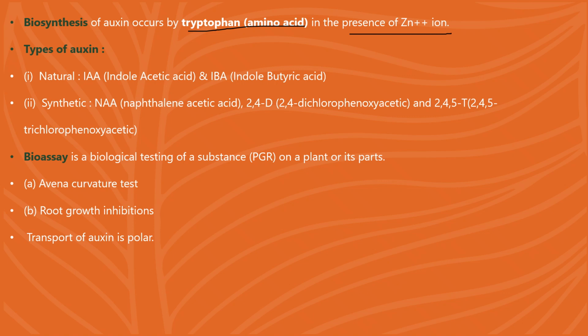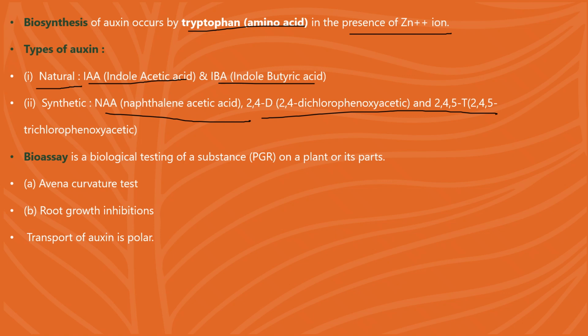There are two types of auxin present around us. First one is natural, which is naturally synthesized in the plant. It is of two types, IAA and IBA, indole acetic acid and indole butyric acid. Synthetic auxins are synthesized in the lab. They are of two types, NAA, 2,4-D, 2,4,5-T.